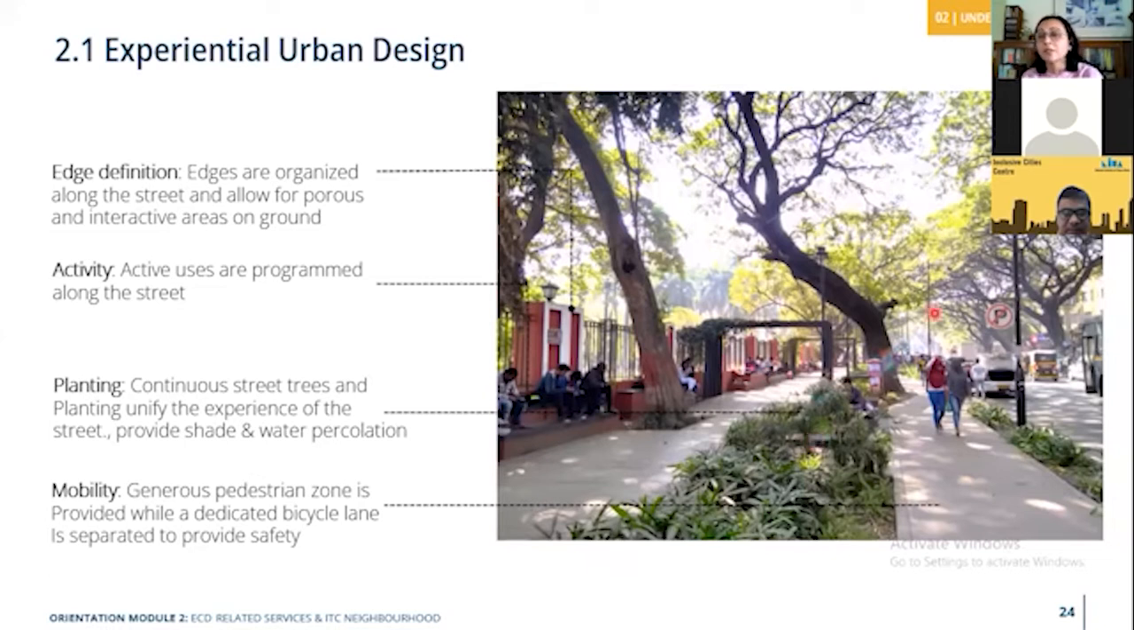It is always shaded, the temperature would be cooler, and there is space to walk, and there is space for ITC unit to walk safely, maybe with a pram or with some bags. That is possible to be done.